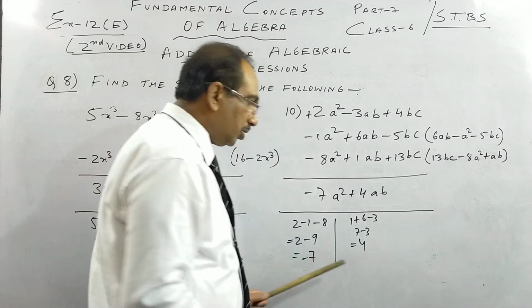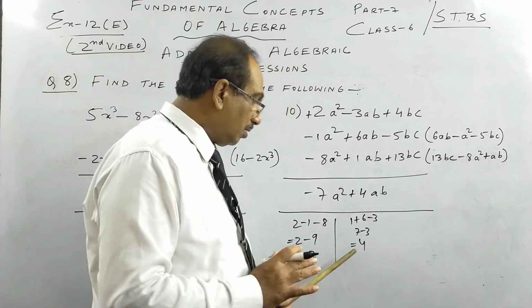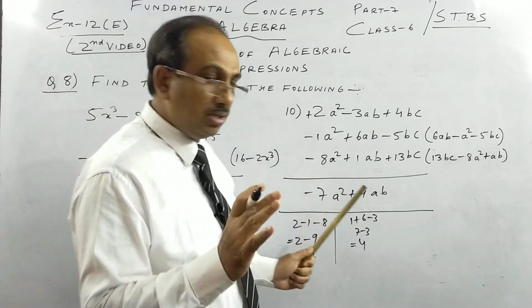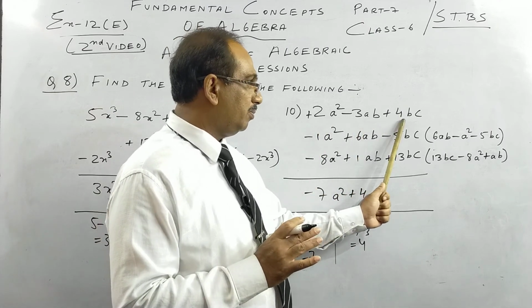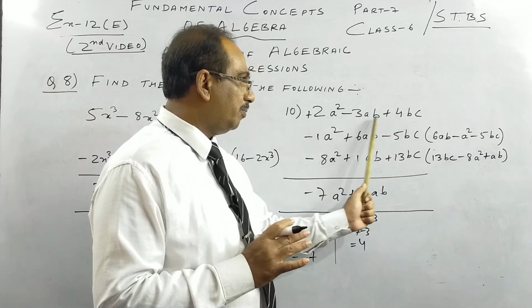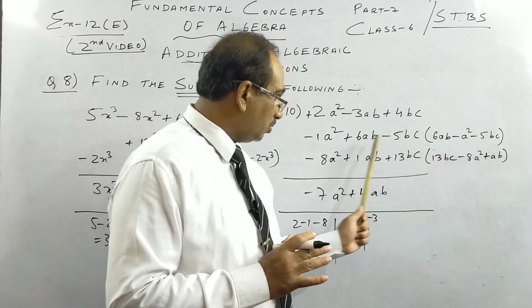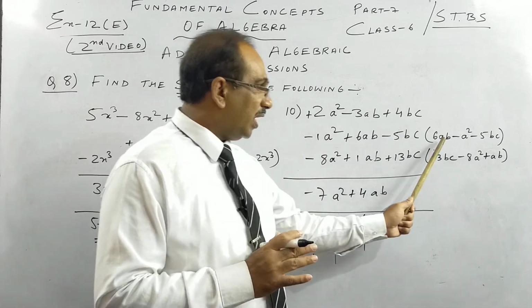So below also I am showing you the working. This you don't do in the exam, you can do it in the rough work, but I am doing it here just to show you. Before, I forgot to tell you one thing. This question was, see here, 2a square minus 3ab plus 4bc. So a square, ab, then the bc term. The next one was like this, 6ab, so I brought it here, plus 6ab. Minus a square came here, so I rearranged.